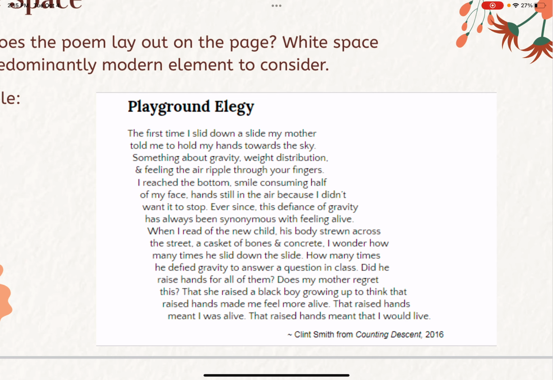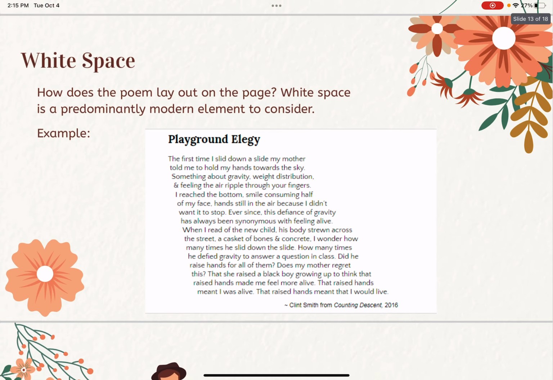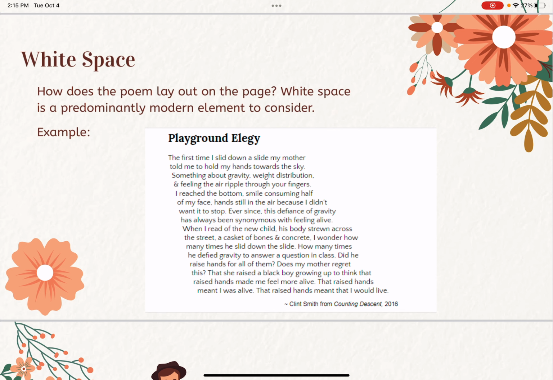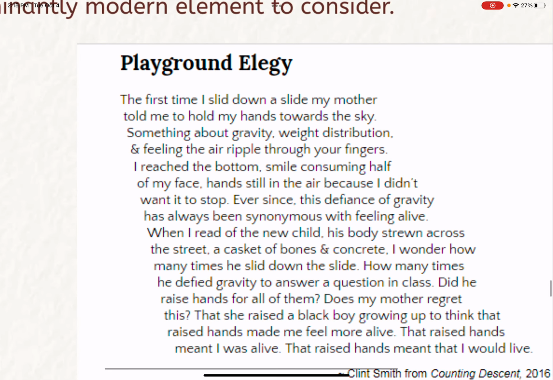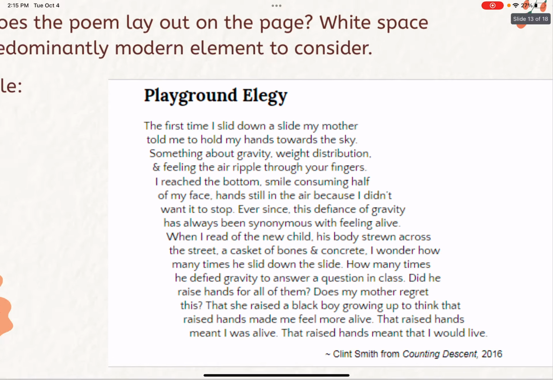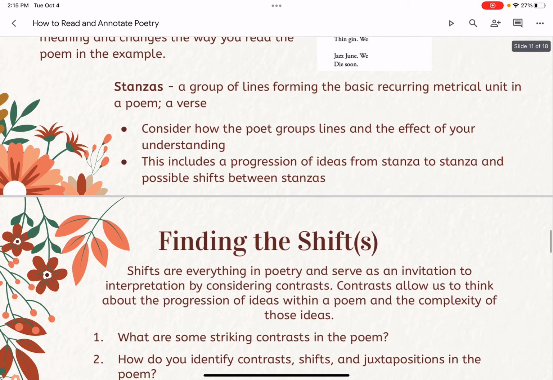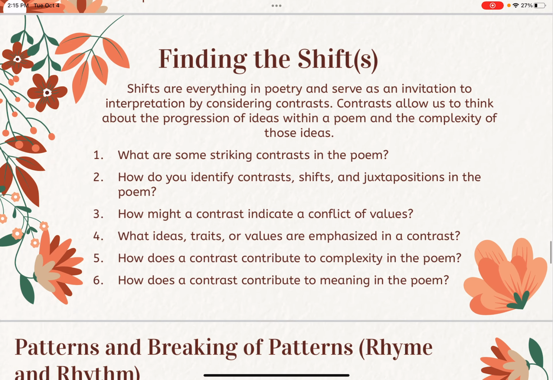So we see shifts in this poem, and that would be such good analysis, right? How does that contribute to the meaning, the intent behind the poem, things like that, and even the idea of a little boy's body being strewn across the street, a casket of bones and concrete, right? How does that help connect to it? So anyway, obviously I want to analyze this poem, but that's not the point of this presentation.